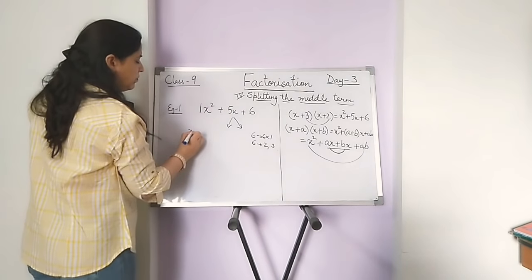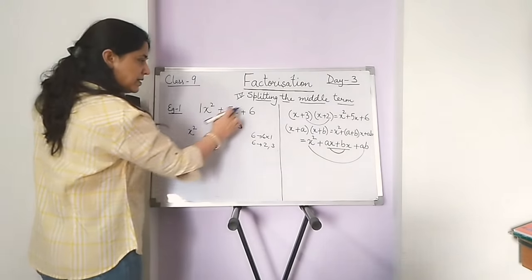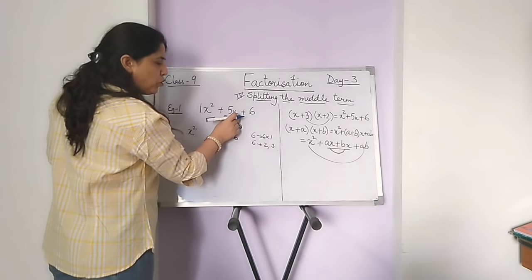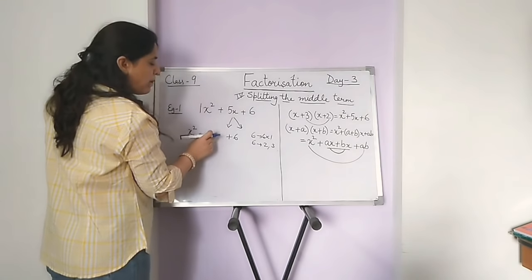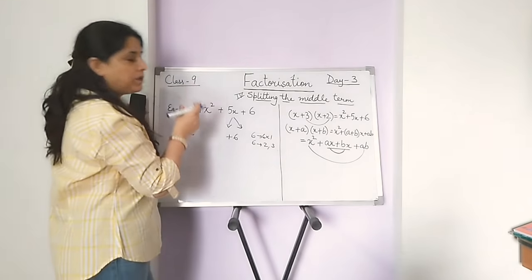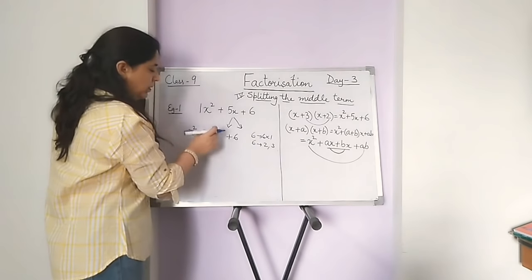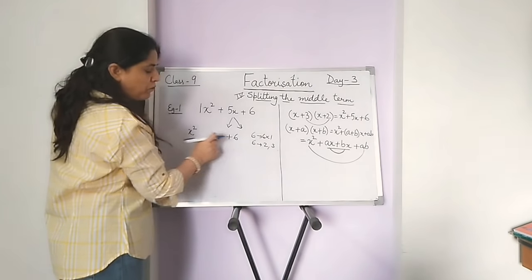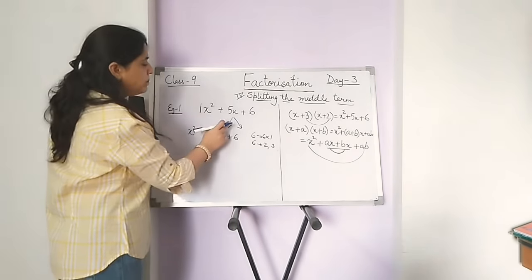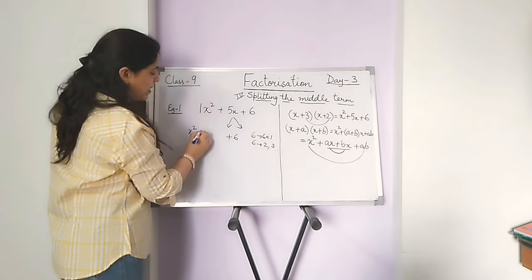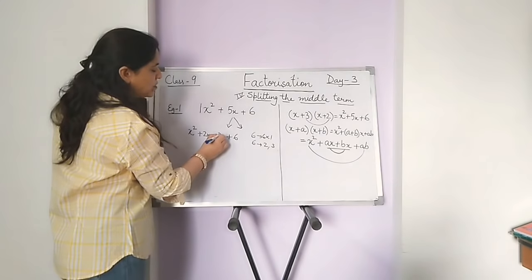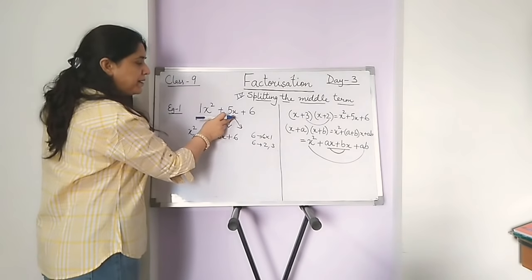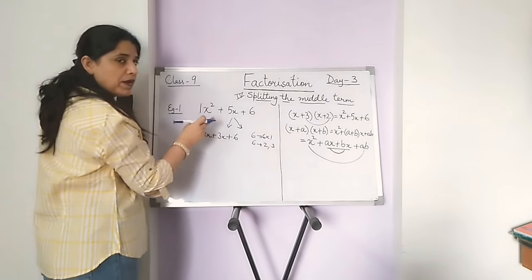Now, let us write down. We are keeping the first term as it is, the last term as it is. The middle term is broken into two parts such that their product is equal to the product of the first and the last term. Clear? So, 5x is split. We can write 5x as 2x plus 3x. What we have done is known as splitting the middle term.